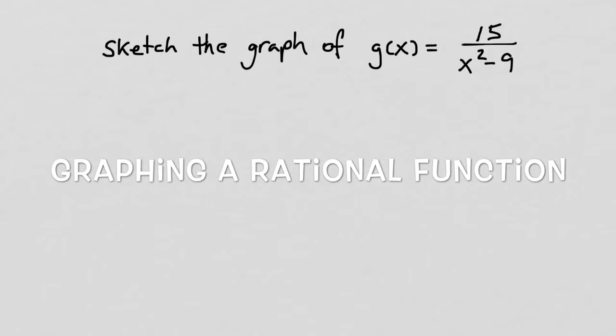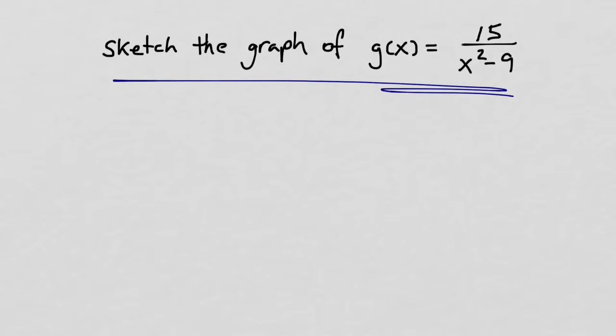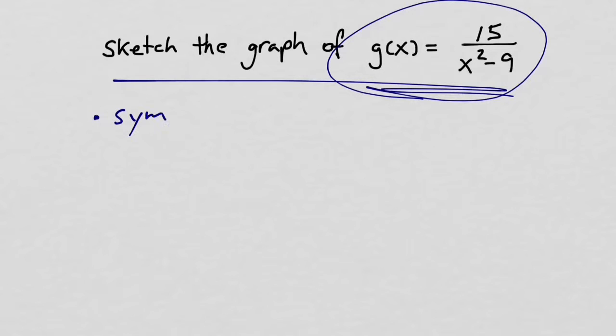Let's sketch the graph of the rational function g of x equals 15 over x squared minus 9. To start out, we'll look at some characteristics of the graph that we can identify from the formula for the function. First, it's nice to think about symmetry. We wouldn't absolutely have to do this, but if there is symmetry, it's kind of nice to know.